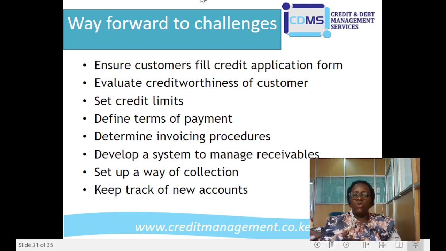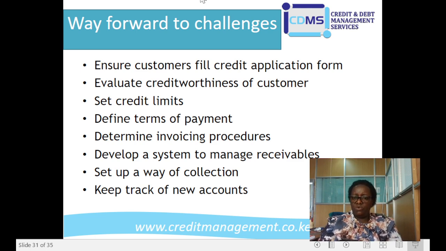The other one is evaluate creditworthiness of customers. Do not lend blindly. Ensure that you have carried out an assessment to establish whether the customer has the ability and the willingness to pay you when the debt falls due. Make sure that you're also not lending without a limit. Set credit limits. Do not leave doors open. People will come in and take everything and leave you without anything for your business. So set limits, the most you can allow the customer to get from you as far as credit is concerned.